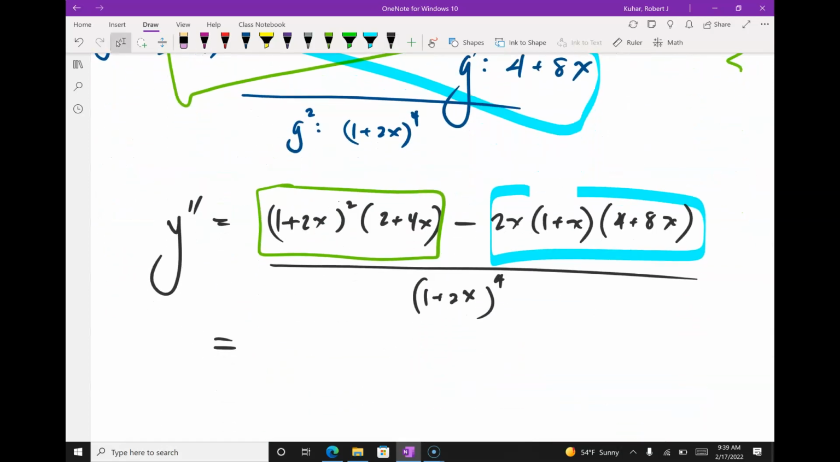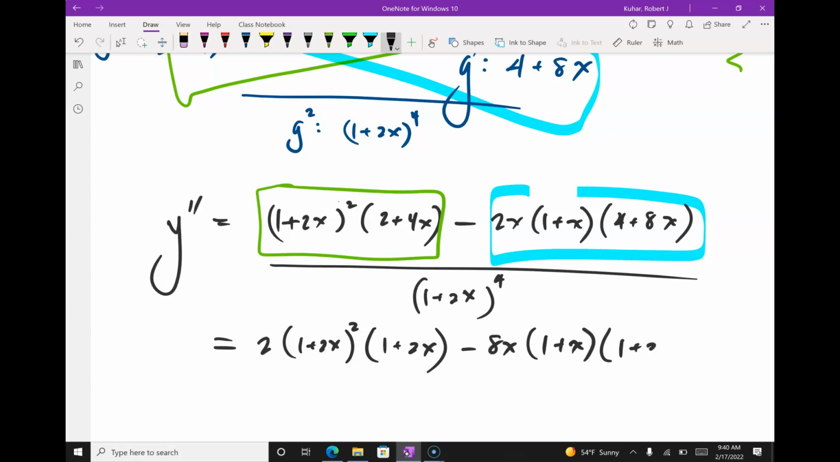All right, I see that I could take out a 2 from this green piece, and I get 1 plus 2x, right? And I can take out a 4 from the blue piece. Does everyone agree? Hello? Does anyone agree?